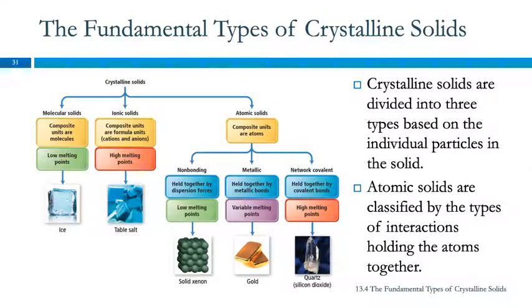So let's talk about the fundamental types of crystalline solids, and these divisions are based on what the individual particles are. So we can look at crystalline solids that have molecules as their base unit, ions as the base unit, or atoms as the base unit. And talking about atomic solids, we can divide those into three groups based on what is holding the atoms together. Are they non-bonding, just held together by dispersion forces? Are they metallic, held by metallic bonds? Or are they bonded by covalent bonds throughout the entire structure?